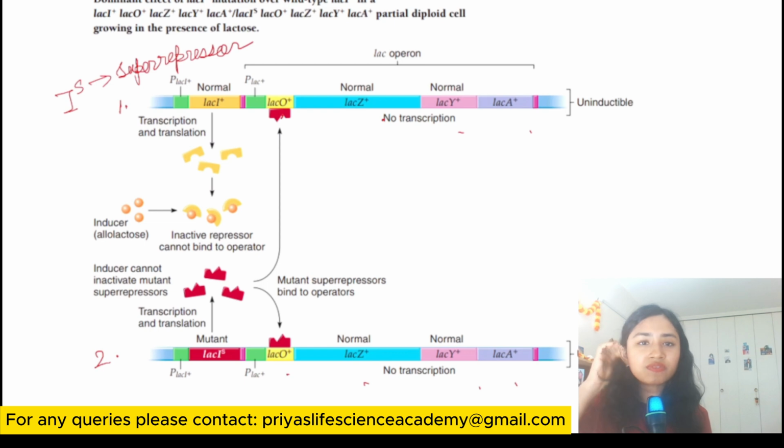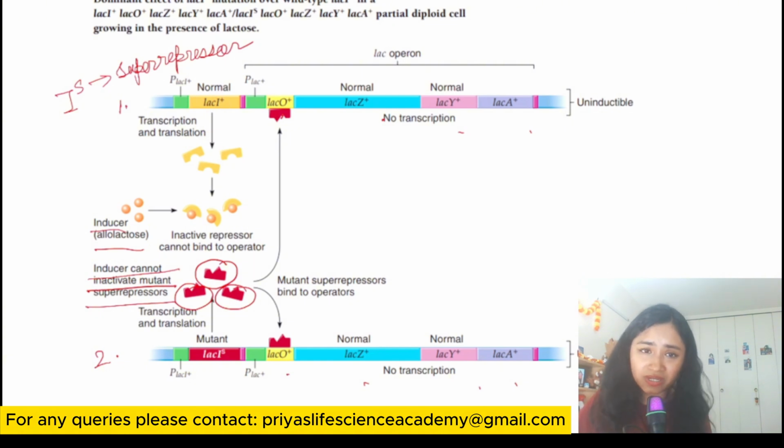So first of all, our first work is to see all of the genes and their condition. For operon 1, lacI plus will produce wild type repressors. So you can see the wild type repressors. And the second operon will produce IS, which produces mutant repressor. In the presence of inducer, what will happen? This inducer allolactose can block the repressors made by I plus very easily. But what it can't block is that super repressor. Even if you are giving the inducer molecule, the inducer molecule cannot inactivate the mutant super repressor. The mutant super repressors are so powerful, so active, that they can't be inactivated by the inducer molecule.